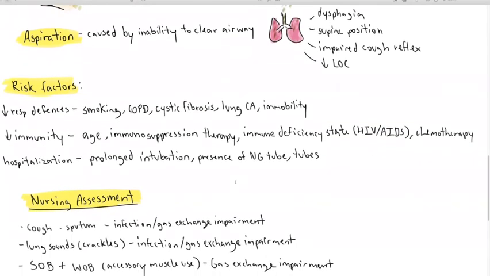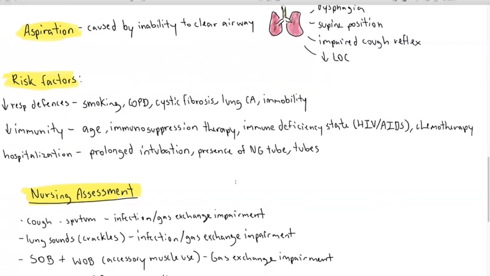There are other risk factors for pneumonia, such as decreased respiratory defenses. Some risk factors include smoking, COPD, cystic fibrosis, lung cancer, and immobility. For decreased immunity, that would include older age, or people very young, 2 years and under, immunosuppression therapy, immune deficiency states such as HIV or AIDS, and chemotherapy. And then hospitalization, such as prolonged intubation or the presence of NG tubes or tubes in general.